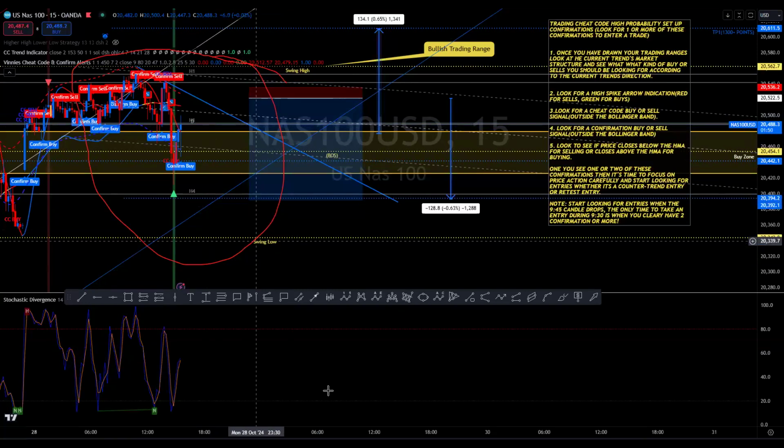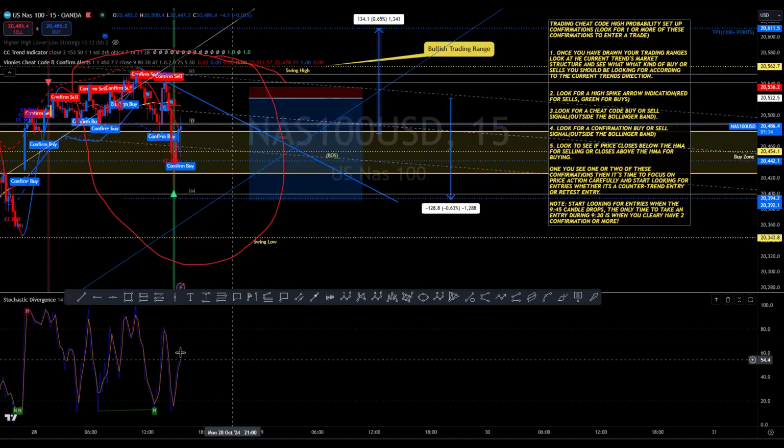All right, so now we got a confirmation buy on this wick here. We're going to wait and see what the next candle does. High spike arrow, confirmation buy on current price. So we got a little bit over a minute for that. So you'll see.